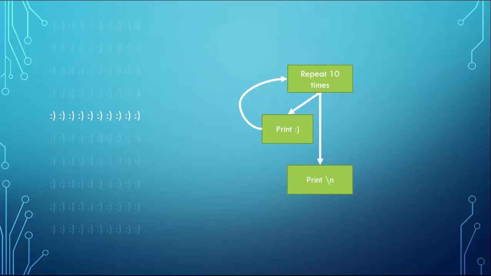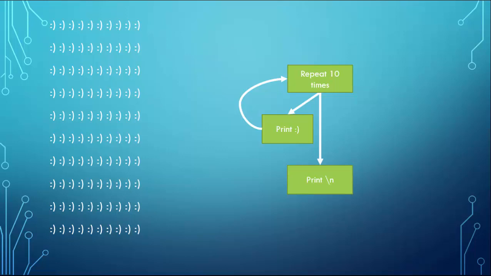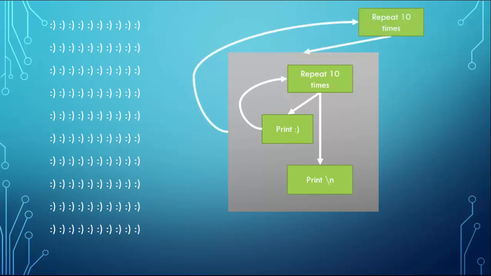Now how do we turn this into a big block of smiley faces? Well, we take our task, repeating this 10 times and printing one line of smiley faces, and we repeat that 10 times. When we're done with that, we'll just continue with the rest of our program. So if this displays one line of smiley faces, and I do that 10 times, it's going to display a block of 10 by 10 smiley faces. So let's turn this into code.